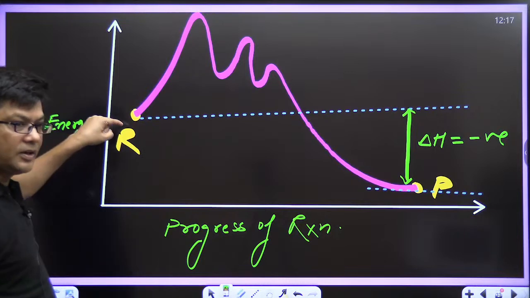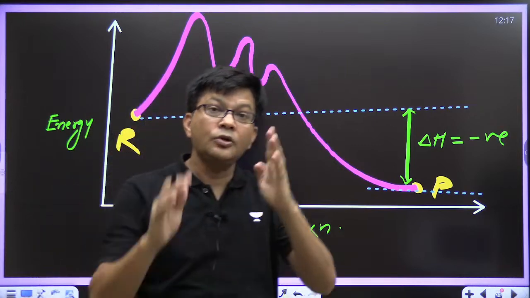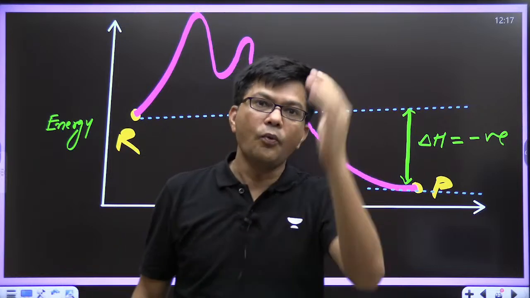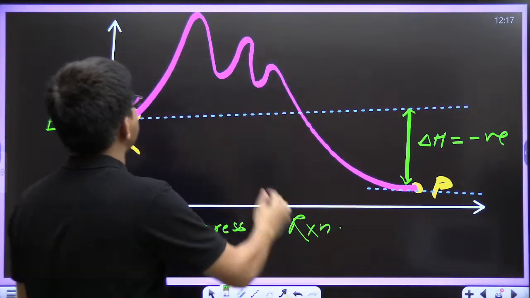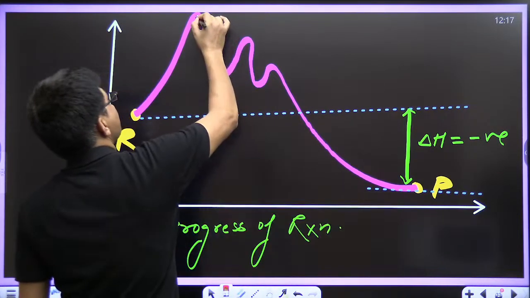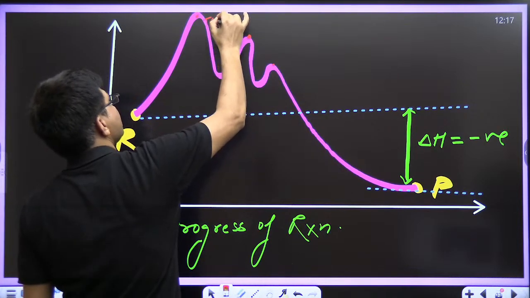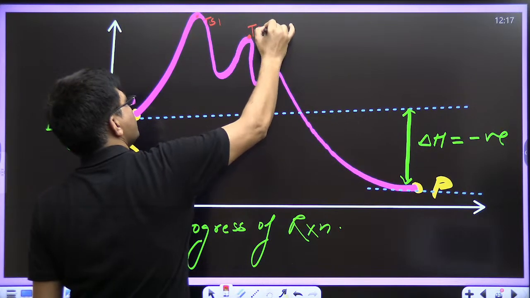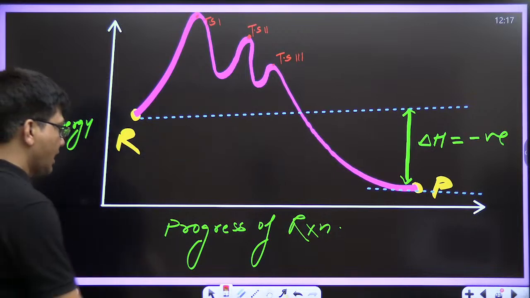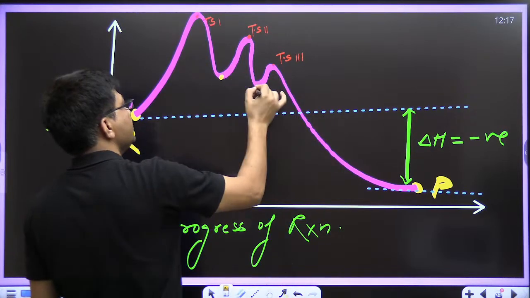Now this reaction has started from here and completed over there. These valleys, you know, 2 mountains make 1 valley and 3 mountains will make 2 valleys. Whatever the number of mountain peaks, that is the transition state. 1, 2, 3. That is TS1, TS2 and TS3. 3 transition states, and they are proceeding with an intermediate, this intermediate, this intermediate.